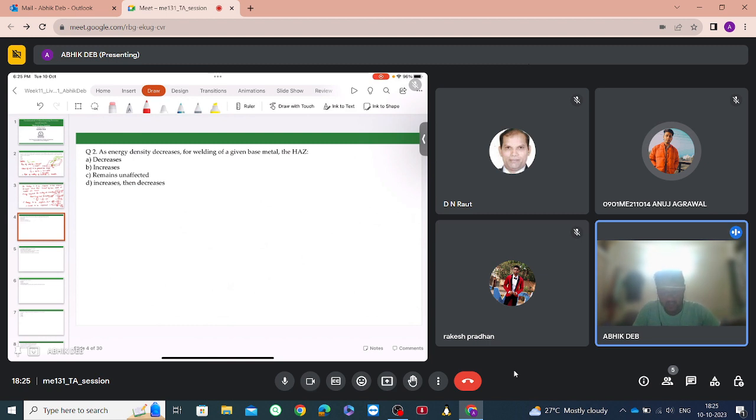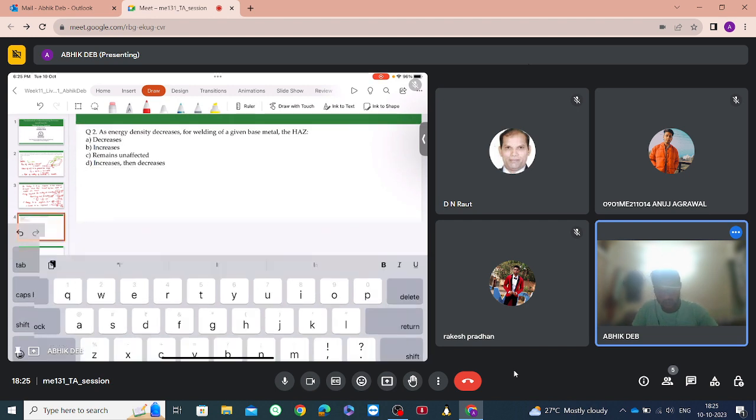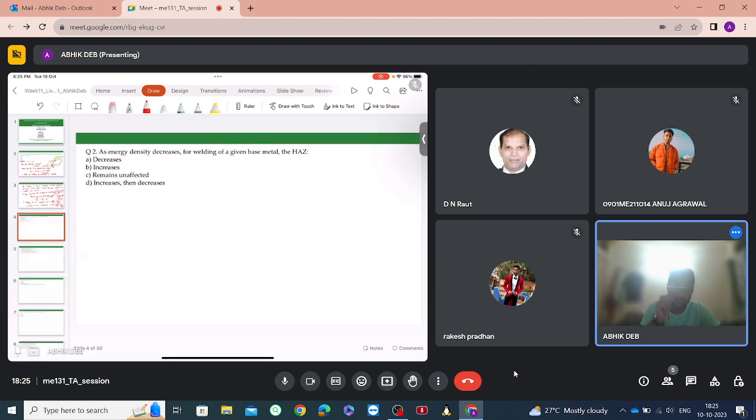As energy density decreases for welding of a given base metal, the heat affected zone: does it decrease, increase, remain unaffected, or increase and then decrease? So any idea about this? Can anybody give me the answer to this?